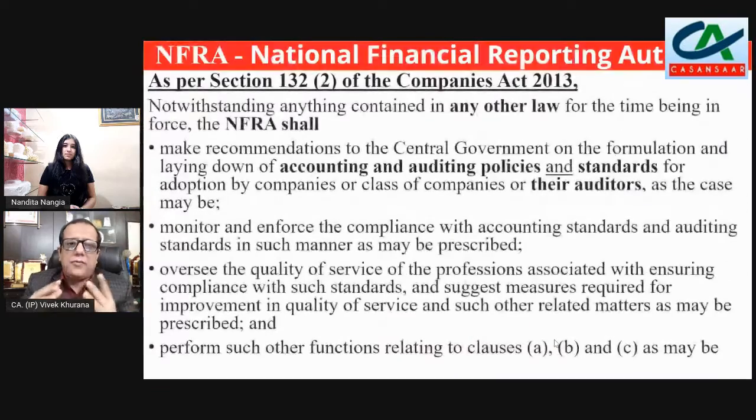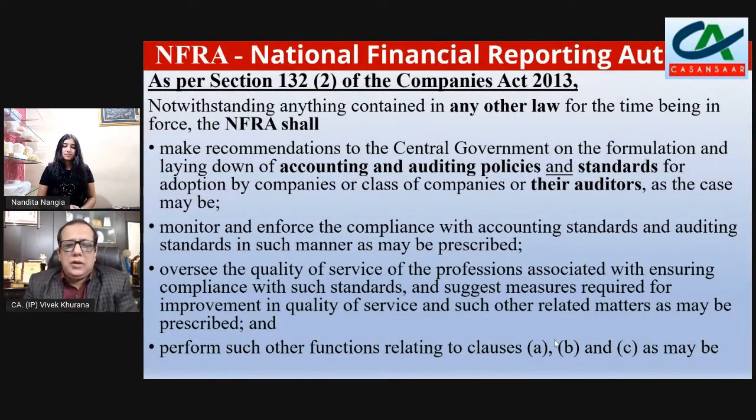Regarding the NFRA, the National Financial Reporting Authority, we are not going to discuss the NFRA itself. Today we are going to discuss the applicability of the NFRA 2 form. Section 132, subsection 2 of the Companies Act provides the detail regarding the NFRA: notwithstanding anything contained in any other law for the time being in force, the NFRA shall, meaning what NFRA can do, make recommendations to the central government on the formulation and laying down of accounting and auditing policy and standards for adoption by companies or class of companies or their auditors, as the case may be, and monitor and enforce compliance. So these are some powers of the NFRA under section 132 subsection 2. We are not going to discuss them further.